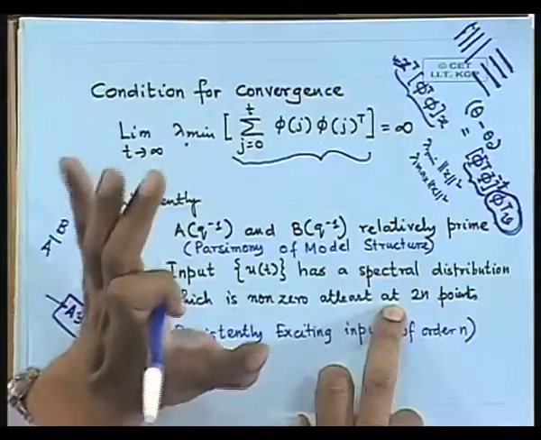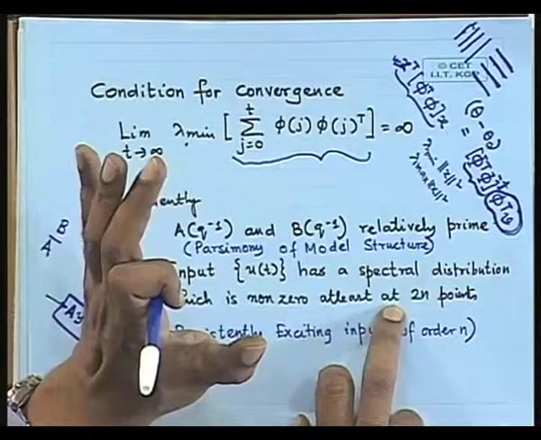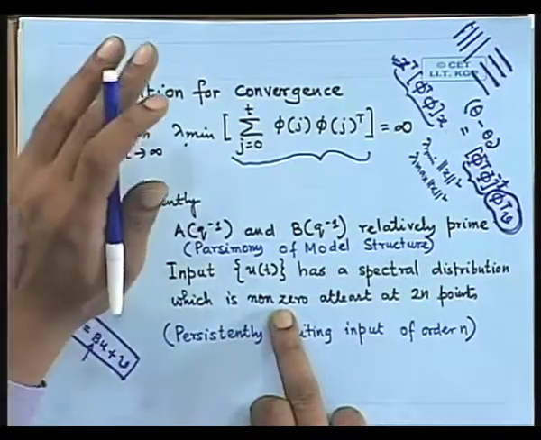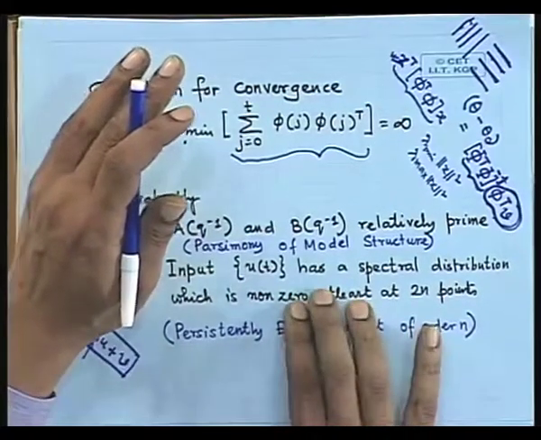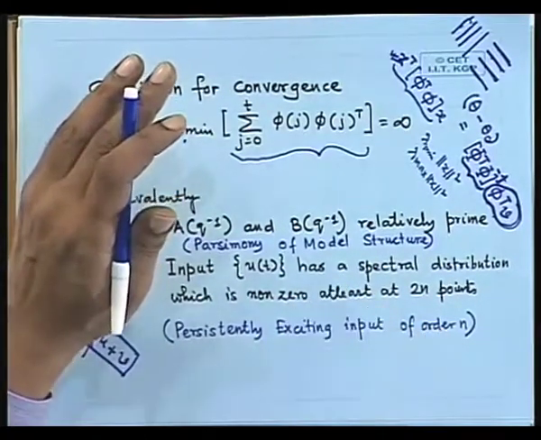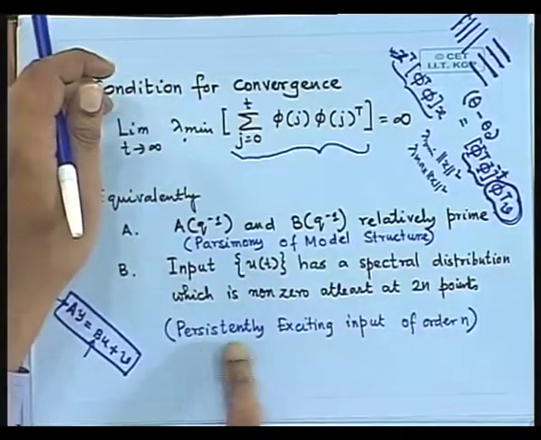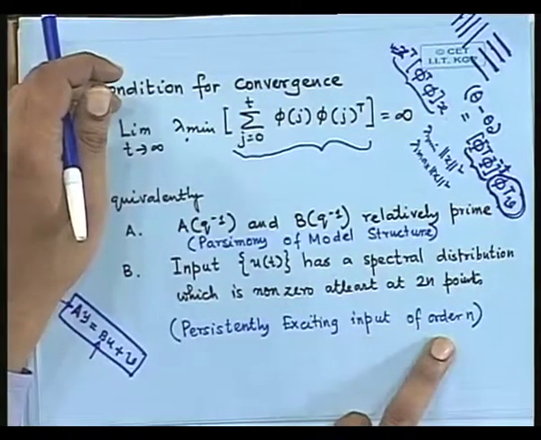If the order of A is n, if it is an n-dimensional nth order polynomial, then the input that you are exciting the system with must have at least n sinusoids of sufficient power. This is a somewhat theoretical looking condition, although it has a practical side. Why? This also we will see. Such an input is called a persistently exciting input of order n.